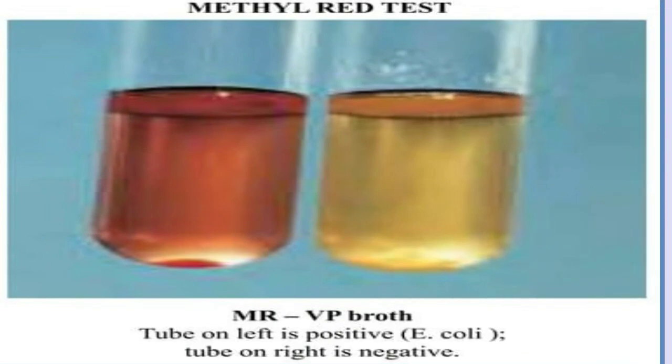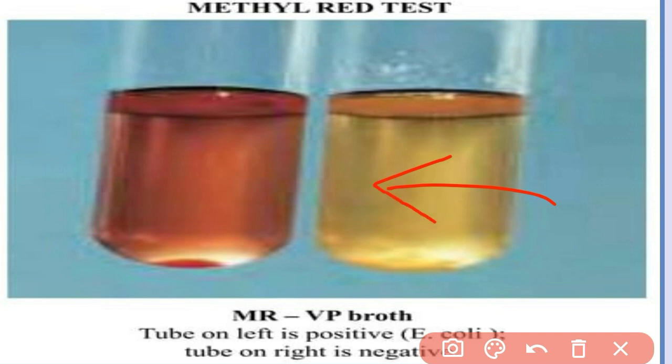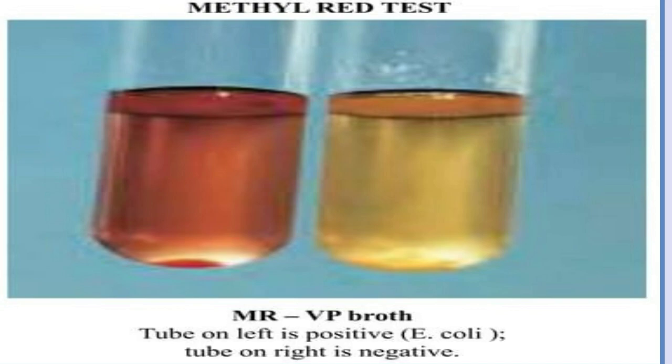On the left side of this image, it shows the test is positive, shown by the organism E. coli. After addition of methyl red indicator in the glucose phosphate broth tube, the red color developed, so the test is positive. Whereas on the right side of the image, after addition of methyl red, there is no red color formation, so the test is negative.